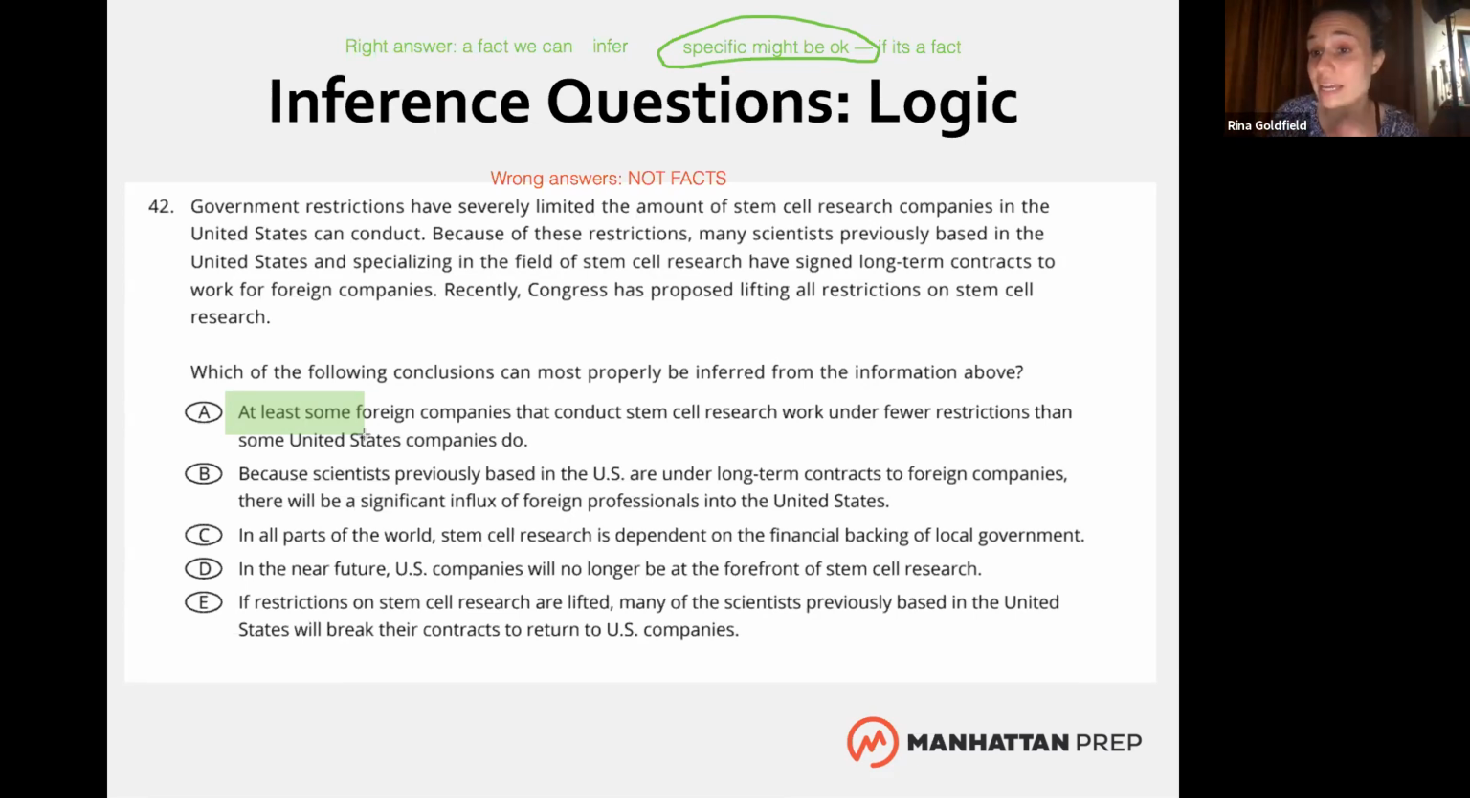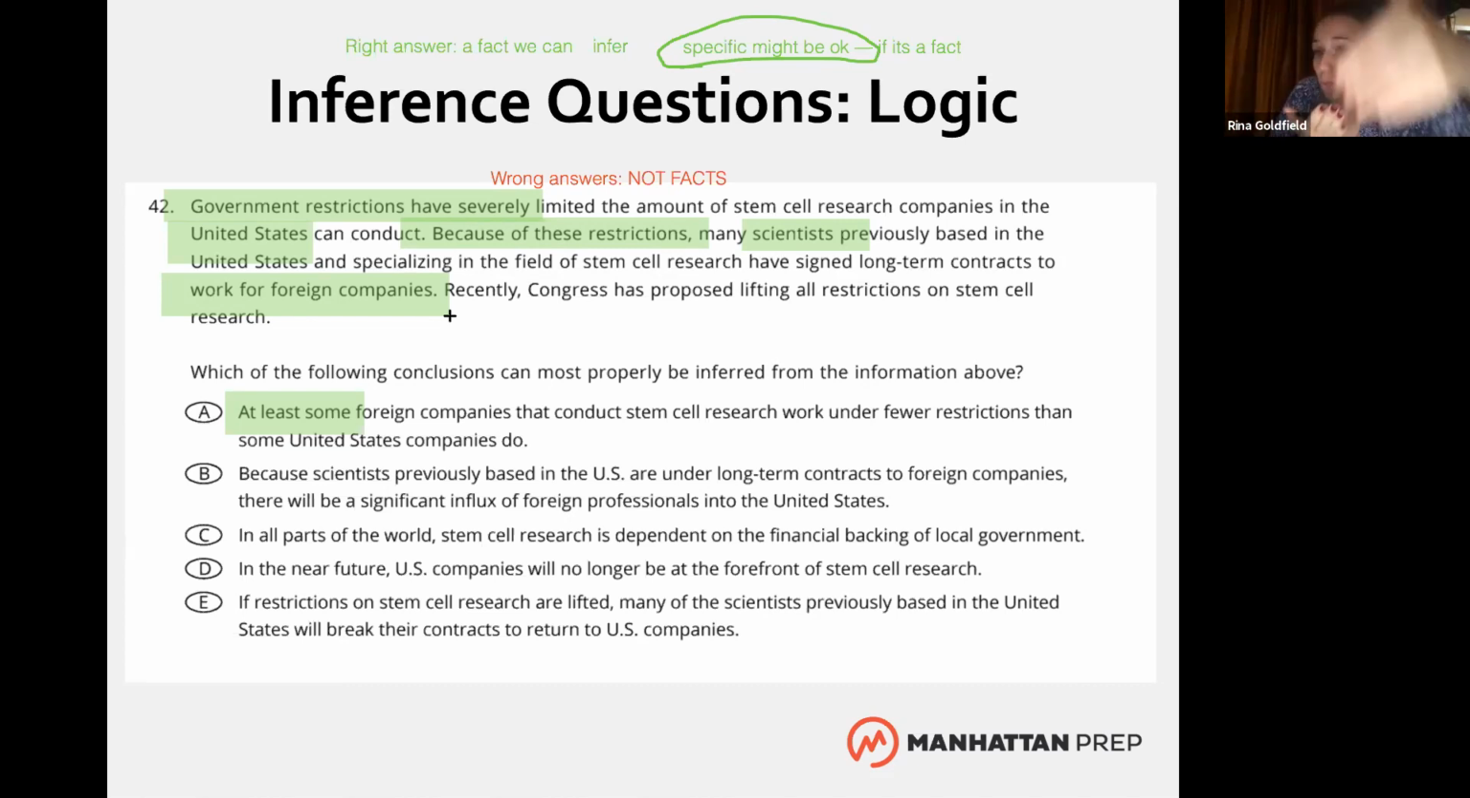Now, in our passage, they don't straight up say this in these exact words. We're putting together some pieces of information, but we have government restrictions that have severely limited, and because these are in the United States, and because of these restrictions, these scientists have gone to work for foreign companies. So we have severe government restrictions in the US. Because of these restrictions, US scientists are going elsewhere. So it's another good example of putting together the information.